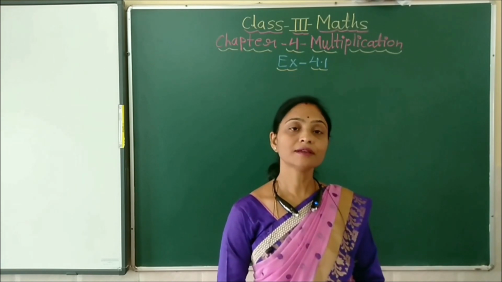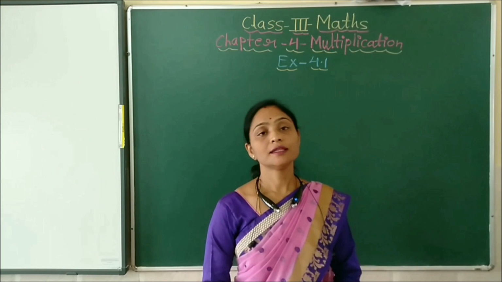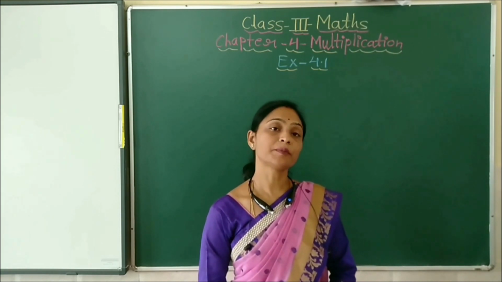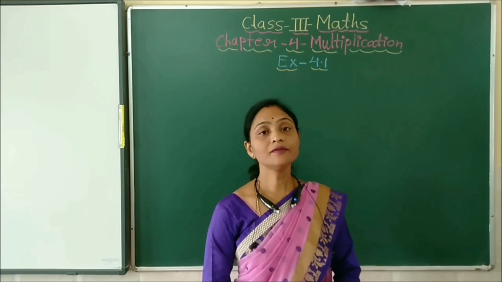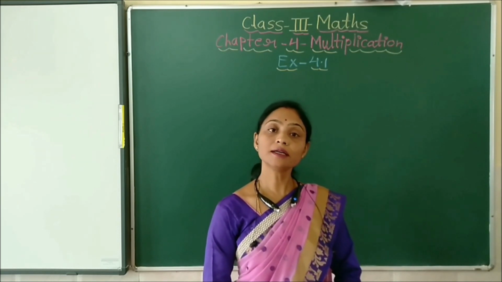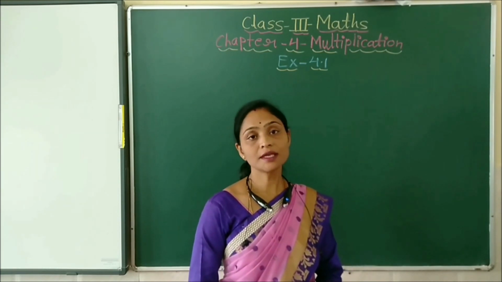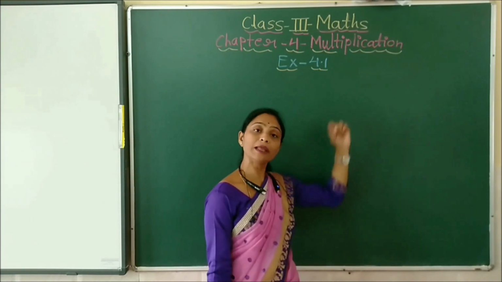Welcome back, children. In previous classes, we have learned chapter 3. In that we have learned subtraction of 3-digit numbers, subtraction of 4-digit numbers, subtraction with zeros, and then we have learned estimating the difference. All these topics we have already learned in chapter 3. Now we are going to move to chapter 4, that is multiplication.